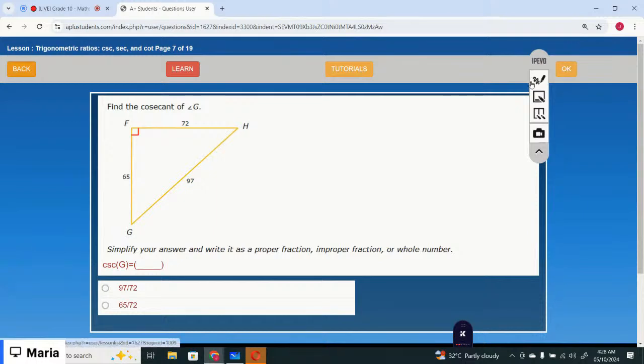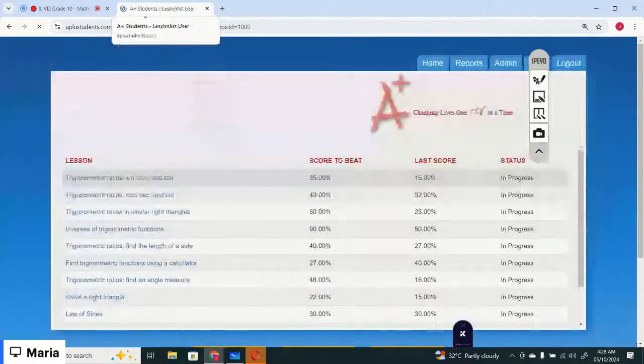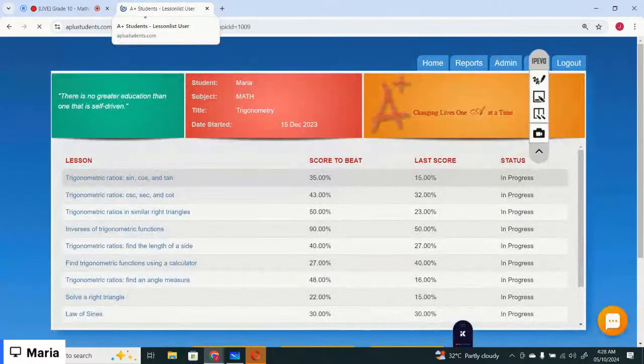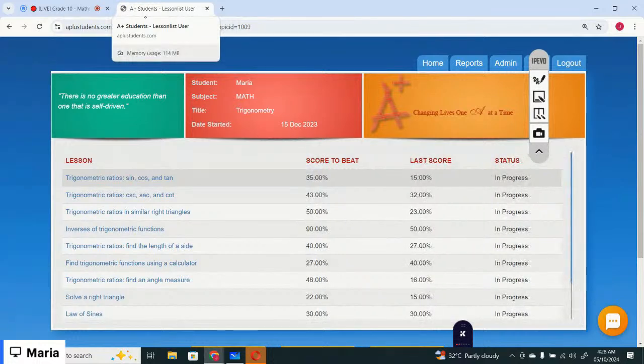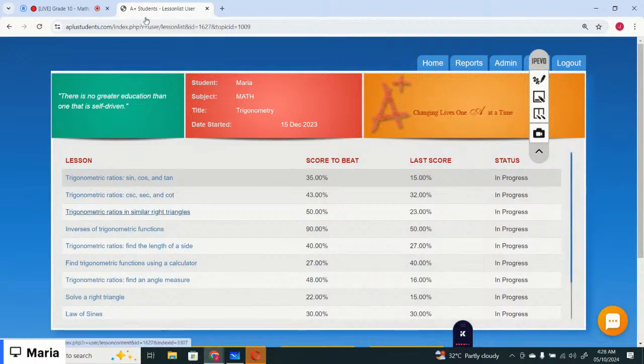Okay, you can complete the lesson by yourself later today. Let me just move on to the next lesson. The next lesson is trigonometric ratios in similar right triangles.